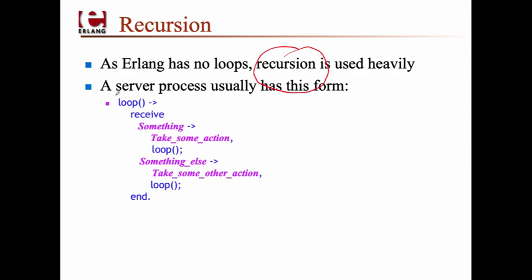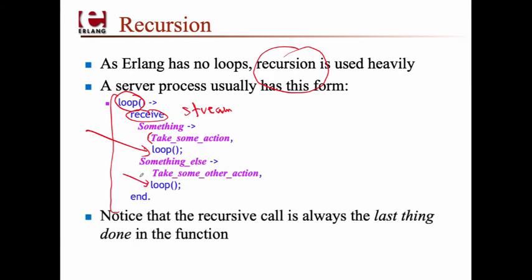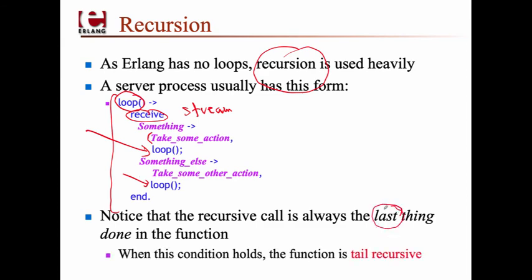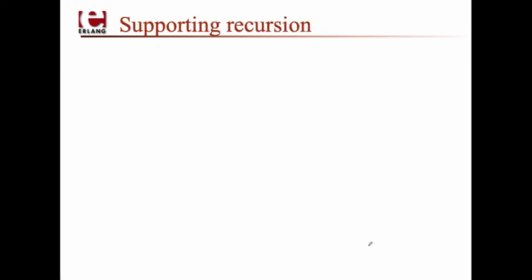So servers, so this is the definition of a process. So this is like the loop inside of a port object. So it's like taking an element from the stream. It does something, and then it does a recursive call. So this is very similar to a port object. Notice that the recursive call is always last. So Erlang also encourages tail recursive functions.